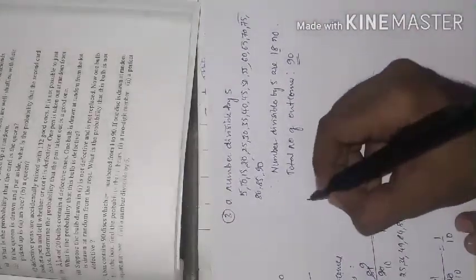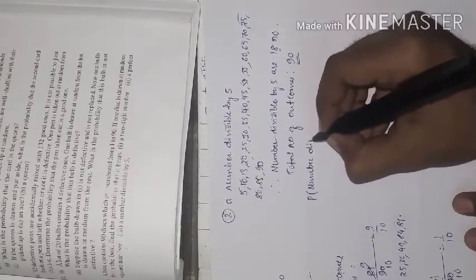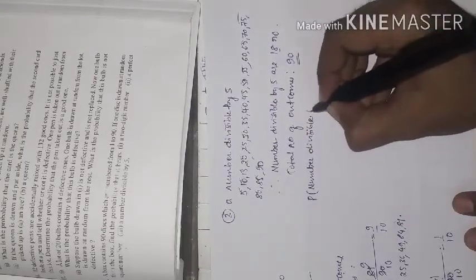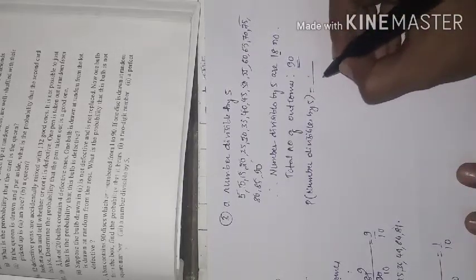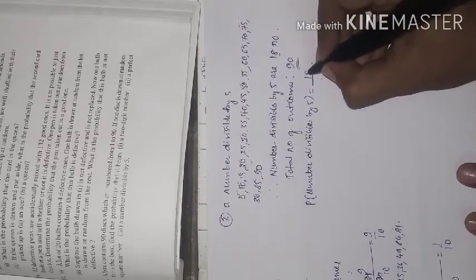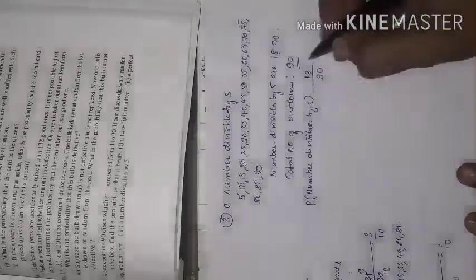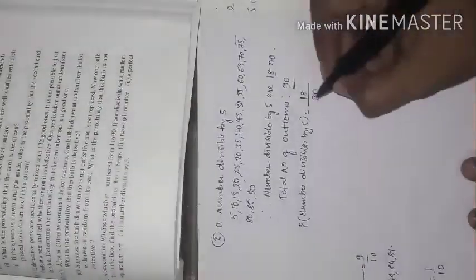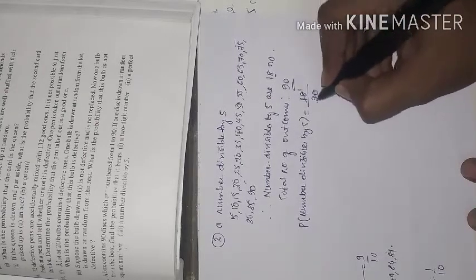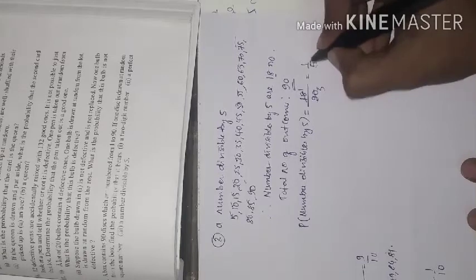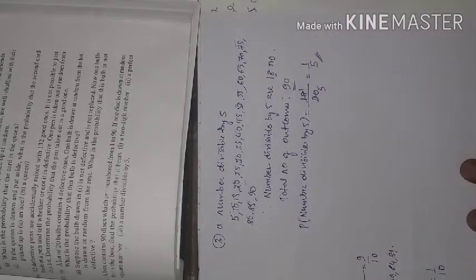So they're asking the probability of a number divisible by 5, which is the same formula, number of favorable outcomes to total number of outcomes. Favorable outcomes are 18, and total outcomes are 90. So 18 divided by 90. You can cancel using the 18 table, check whether it goes or not. Yes, it goes: 18 ones are 18, 18 fives are 90. So 1 divided by 5 is the probability of a number divisible by 5.